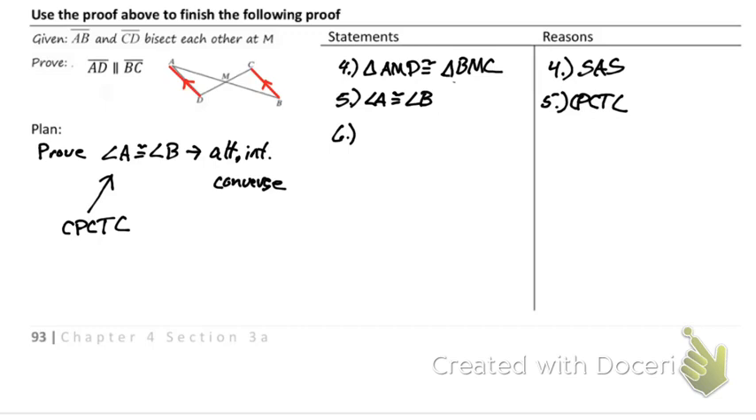So our sixth step is to say those two things are parallel. So DA is parallel to, I guess I'd use a different order, it doesn't matter, CB. And that is by that alternate interior angle converse.